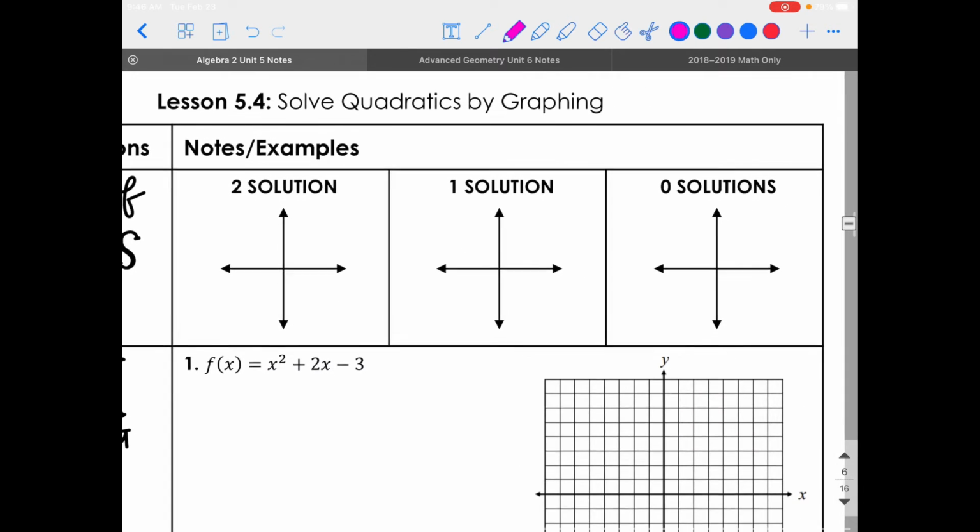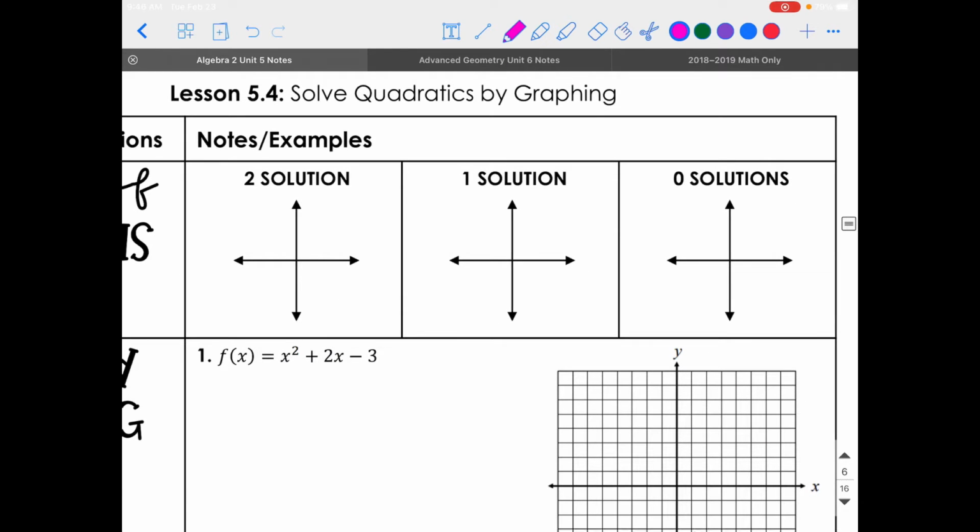So first thing we need to know is what the different quadratics look like. A quadratic that has two solutions crosses the x-axis in two spots, so it might look something like this. This quadratic crossed the x-axis, meaning it has two x-intercepts or two solutions.